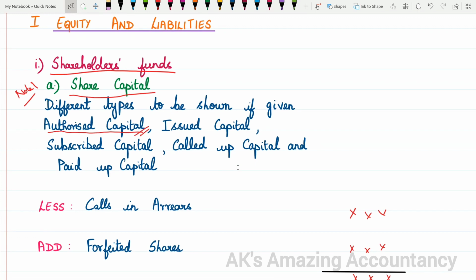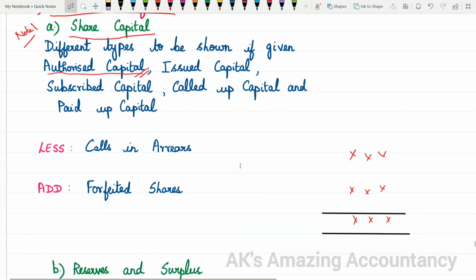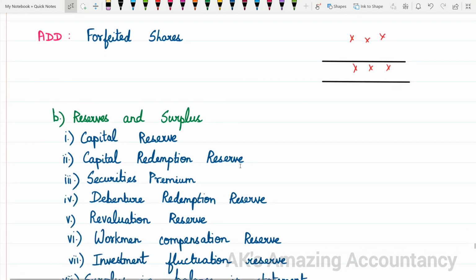But in most of the problems, you will not be given calls in arrears, you will not be given forfeited shares and all that. Just like that, you will be given share capital, so many shares of so many rupees each. So straight away, you will enter it and you will take it to the balance sheet as note 1. Okay. Then next we have reserves and surplus.